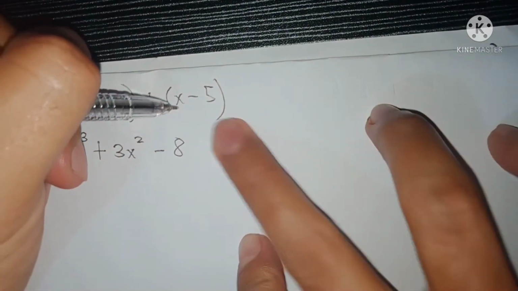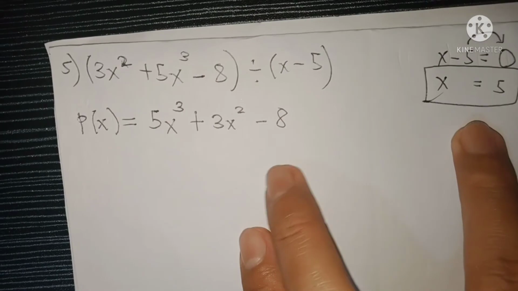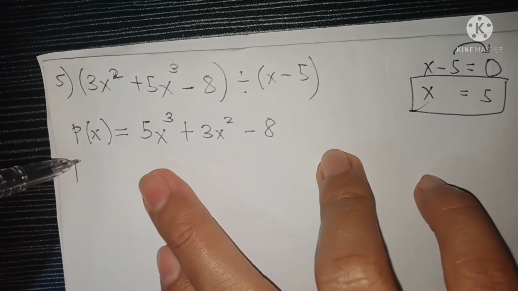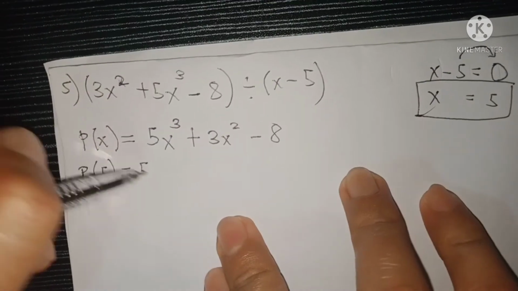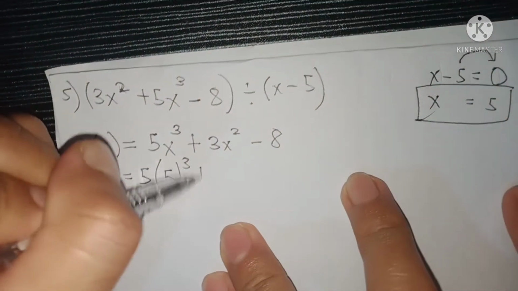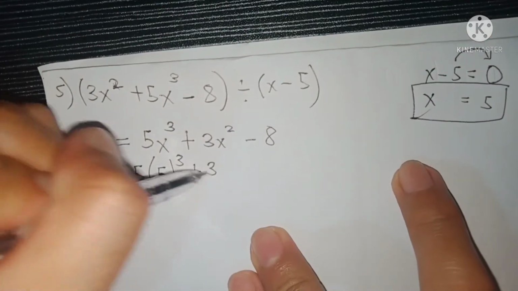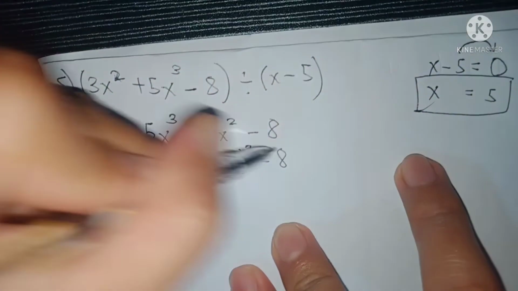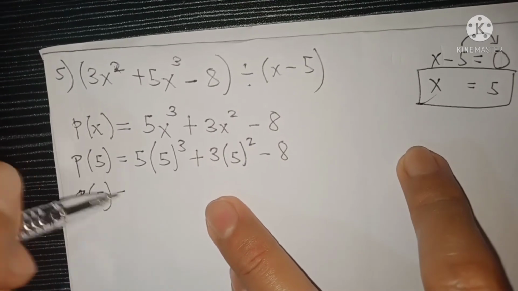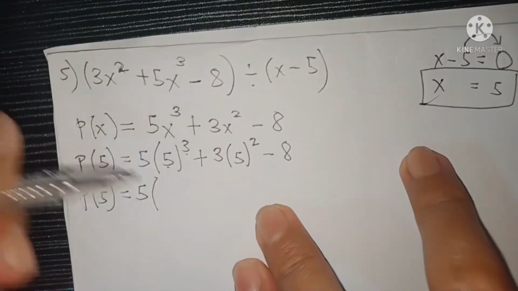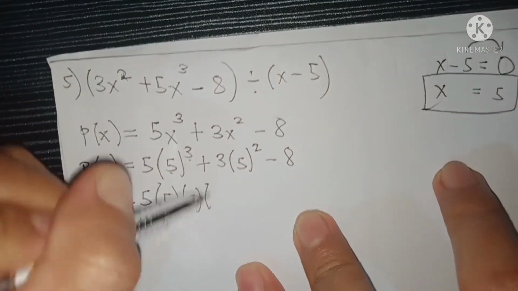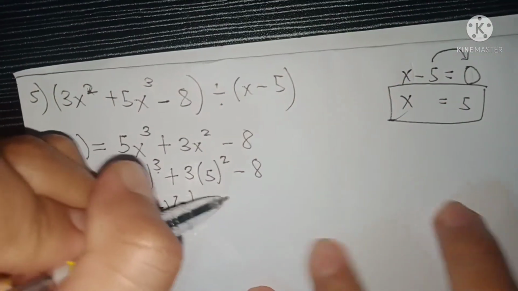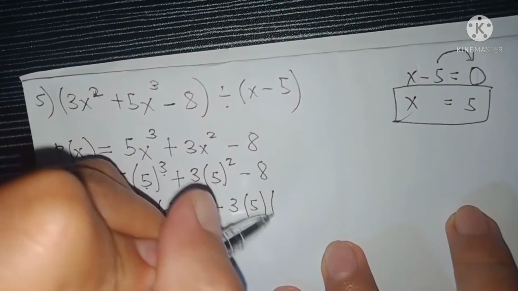Kasunod, equate the divisor to 0. You have x minus 5 equals 0. And then, find the value of x. So, from negative 5, pag inilipat, magiging positive. Kunin yung value ng p of positive 5. You have p of 5 equals 5 times 5 raised to the third power plus 3 times 5 squared minus 8. So that is p of positive 5 is equal to 5 times yung 5 cube ay pwede nating isulat as 5 times 5 times 5. And then 5 squared is 5 times 5.